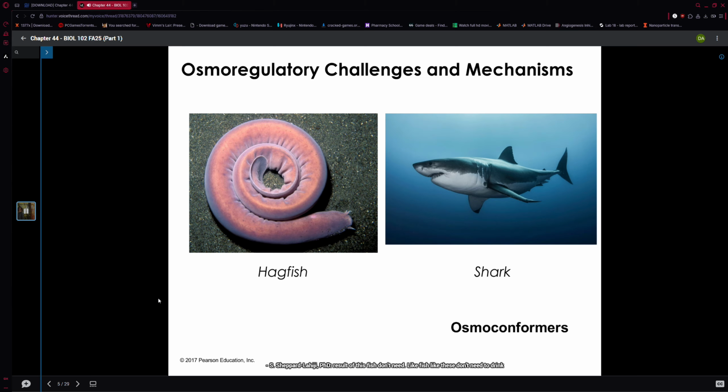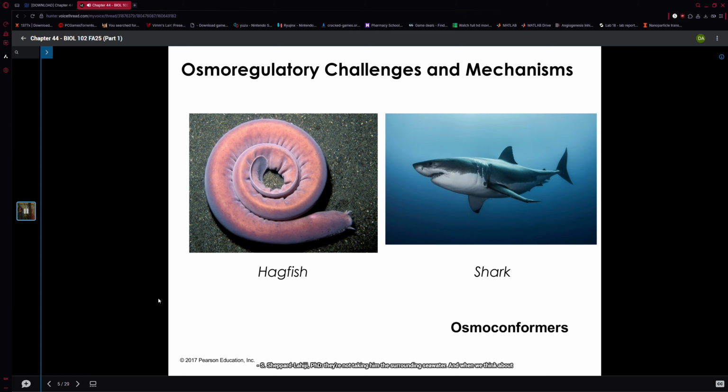And as a result of this, fish like these don't need to drink seawater in order to maintain an osmotic balance. And their kidneys, their gills don't have to remove large amounts of ions from their bodies because they're not taking in the surrounding seawater.